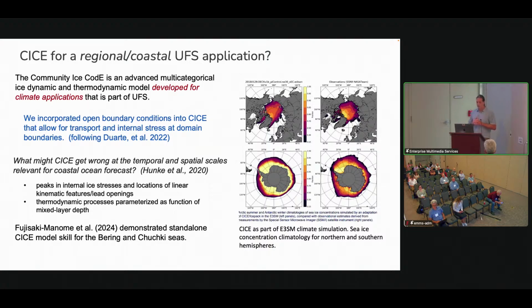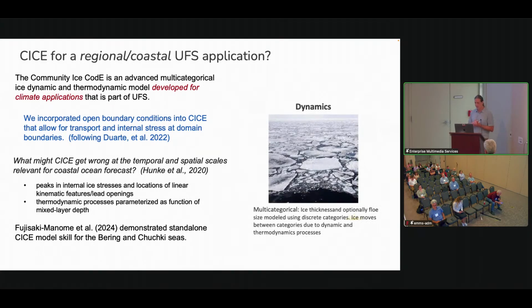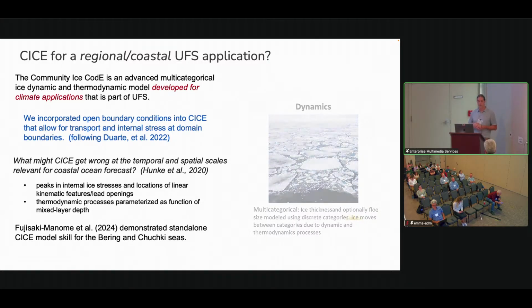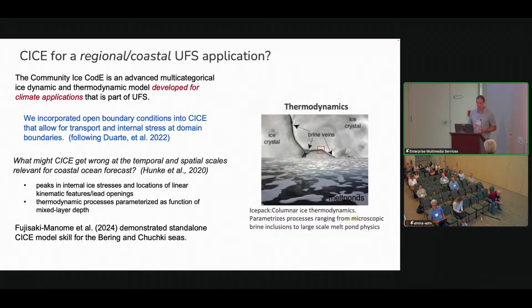So the model for sea ice in UFS is SICE, and SICE was developed as a climate model. So there's some question whether a model like SICE can be appropriate for the spatial and temporal scales that you find that you need for an ocean forecast on these scales that we're interested in.